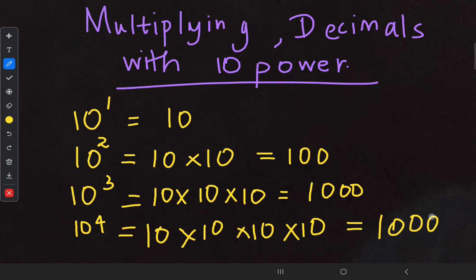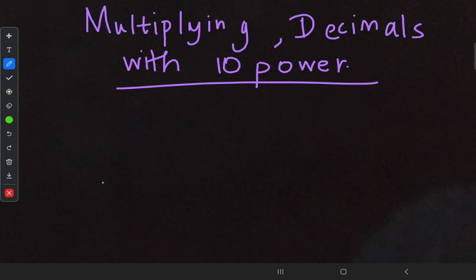These are our 10 powers. Before starting to multiply, you should know what our 10 powers are. Let's do an example: 55.3 multiplied with 100. To multiply this, rather than multiplying directly, I'll give you an easy method.